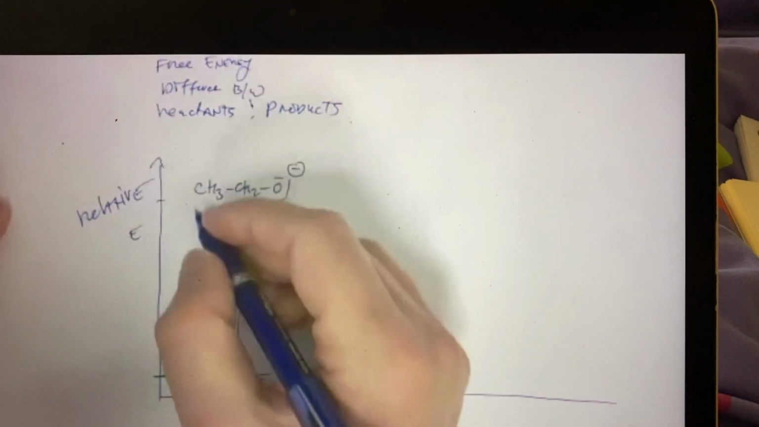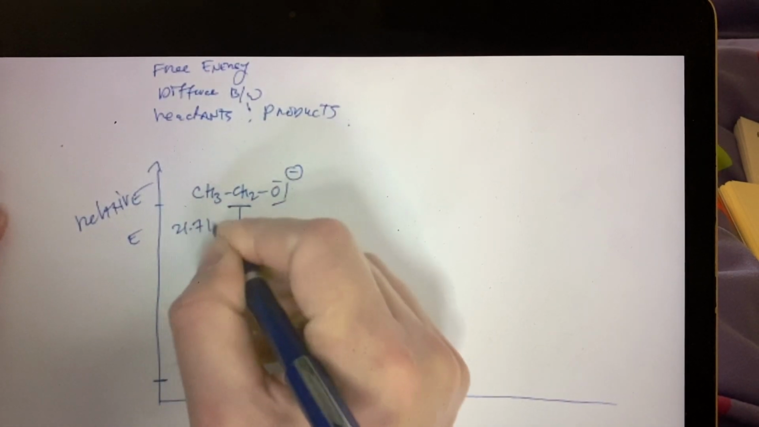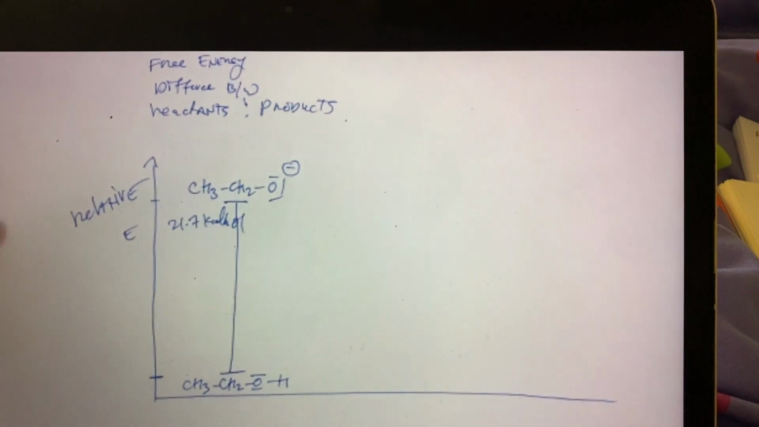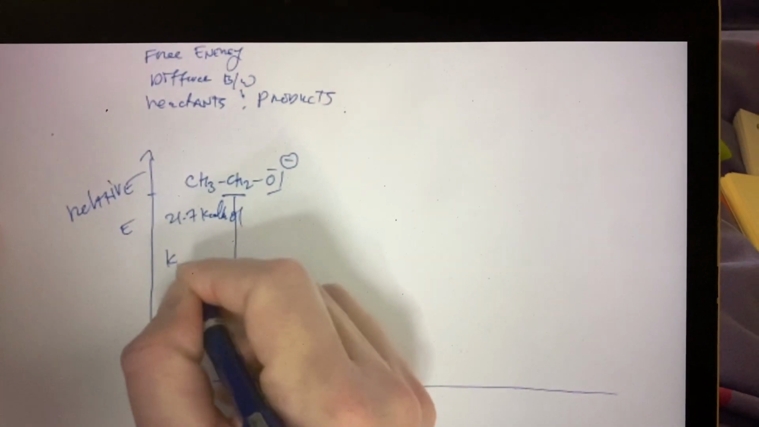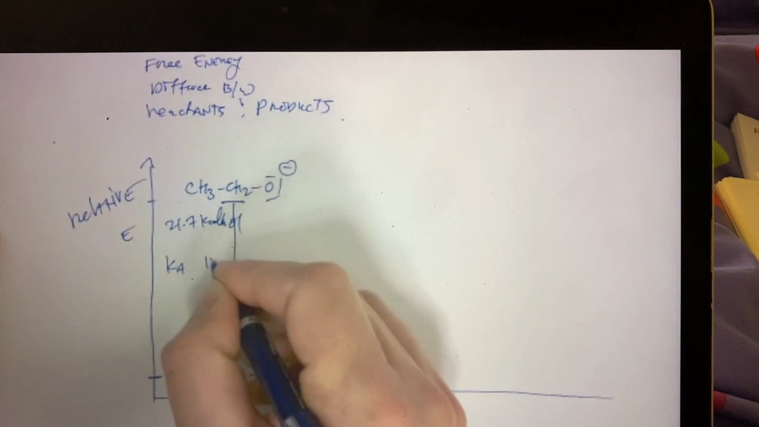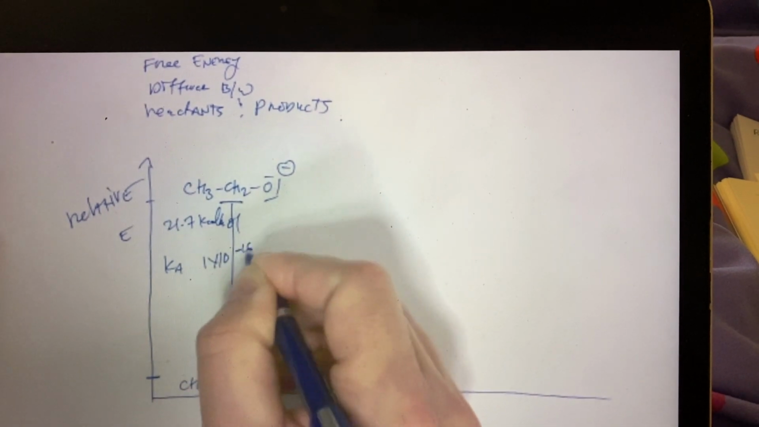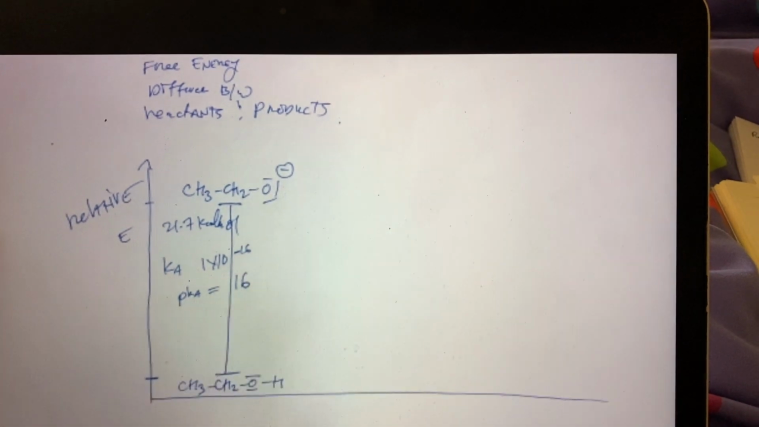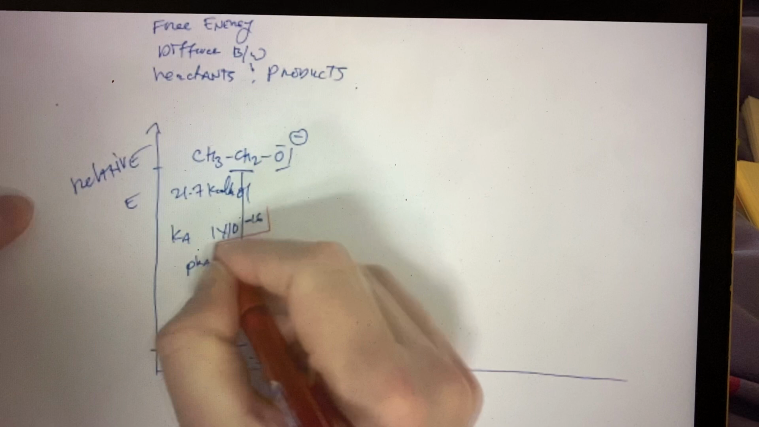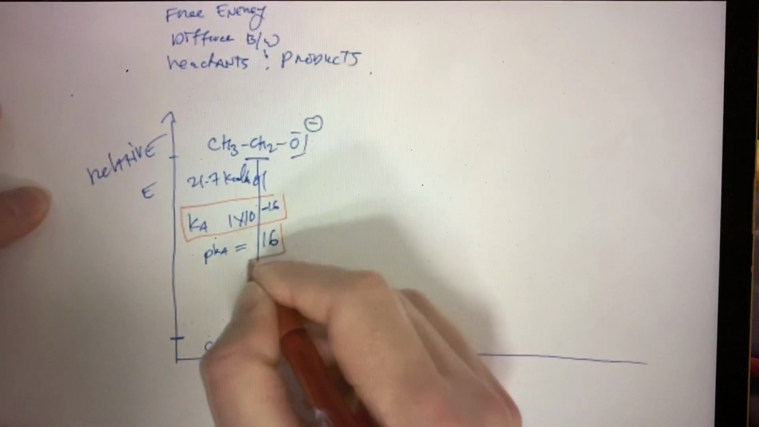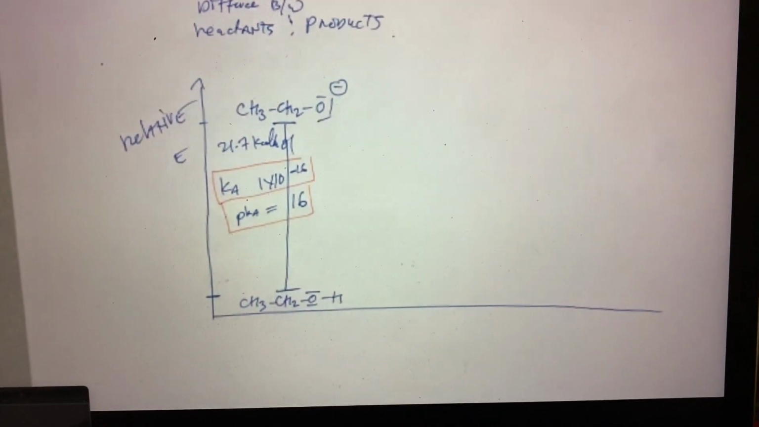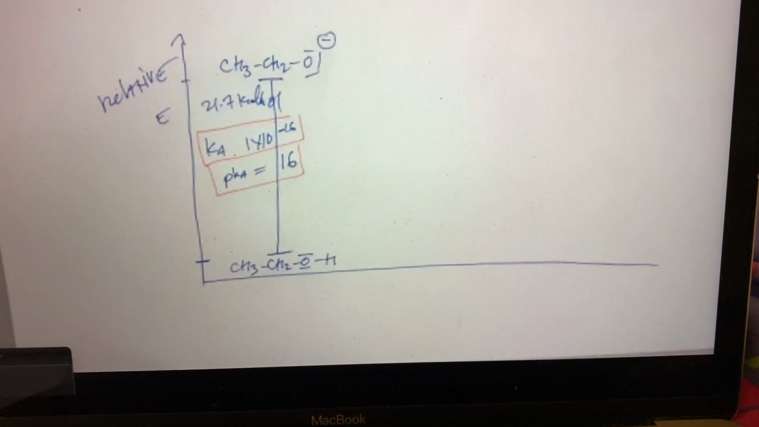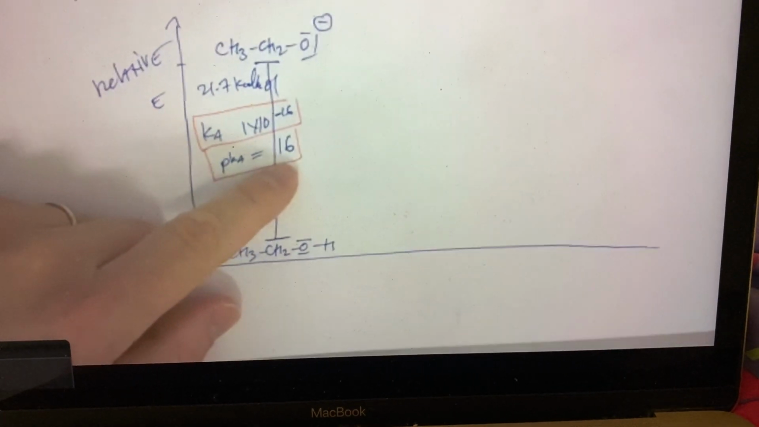This particular energy difference turns out to be about 21.7 kcals per mole. That probably doesn't mean anything to any of you, and that's absolutely okay. But it means the Ka for this reaction is roughly 1 times 10 to the minus 16, which means the pKa for this reaction is equal to 16. So the Ka for this particular reaction in water is 1 times 10 to the minus 16. Means this doesn't happen very much. Means the pKa of ethanol is very close to water. It's not very acidic at all.